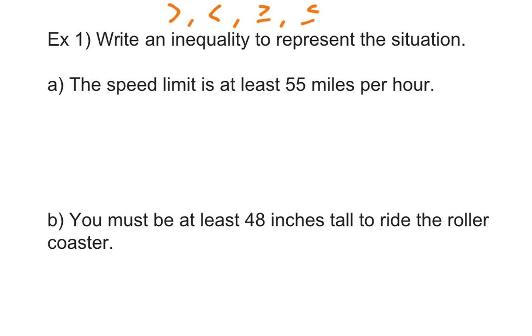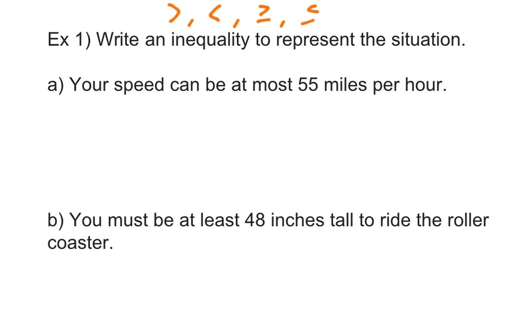So part A here. The speed limit is at least 55 miles per hour. If you think about that, if you're out driving, and you know that the speed limit is 55 miles per hour, and it says at least 55 miles per hour. Okay, I went ahead and changed part A here. I didn't like that question, so I changed it. Part A now says your speed can be at most 55 miles per hour. So we're going to go ahead and write something here.